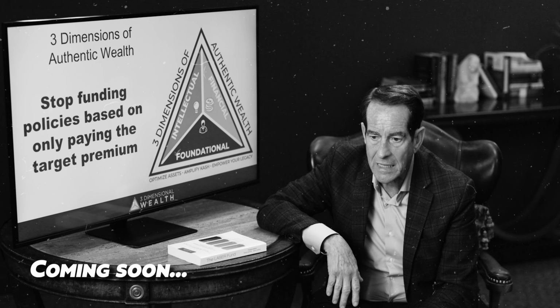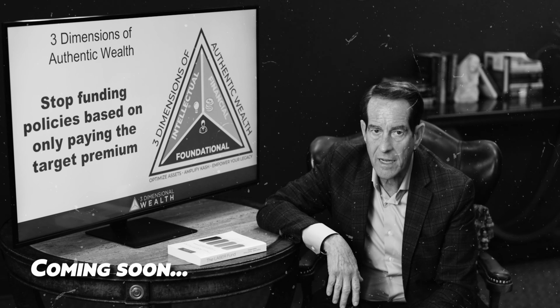Structure IUL correctly and fund it properly. That's the way it was intended by E.F. Hutton, the brainchild behind the emergence of universal life and now indexed universal life. So this is the first thing. Stop funding a policy just based upon target. That's not going to cut it.